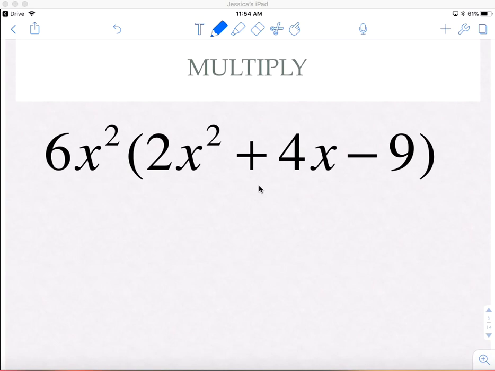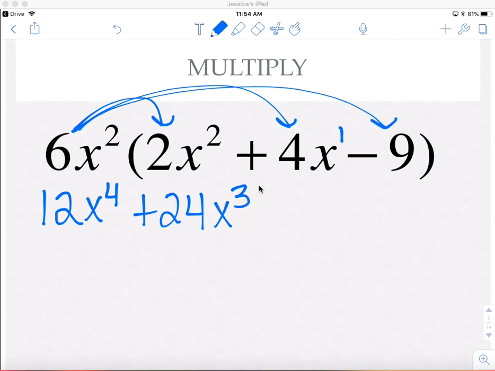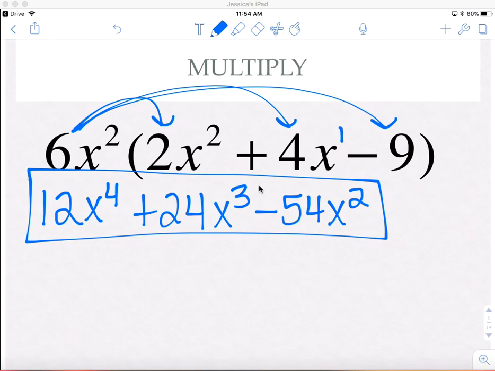When you distribute the 6x squared here, 6 times 2 is 12, and x squared times x squared is x to the fourth. You're adding your exponents there. 6 times 4 is 24, and x squared times x, remember x is the same thing as x to the first, becomes x to the third. 6x squared times negative 9 is negative 54x squared. You cannot combine these because they are not like terms.